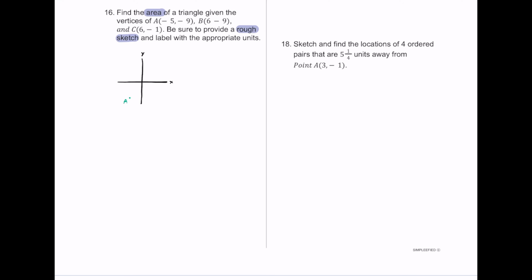Point B is going to be 6 to the right, and then it's going to be 9 units down, so that's going to be point B. And then that's going to be next to point A, right? They're horizontal to each other. They have matching Y coordinates.